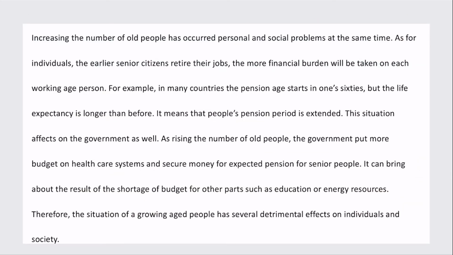This is like a body one. Increasing the number of old people has occurred personal and social problems at the same time. Has occurred. Occurred is quite passive. It's not an active enough word. So what we would say is has created personal and social problems at the same time.